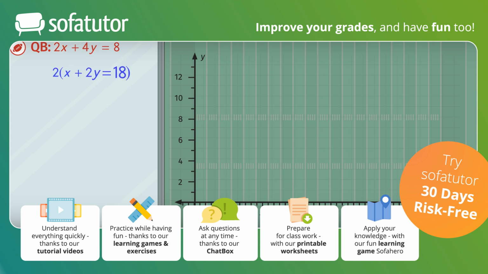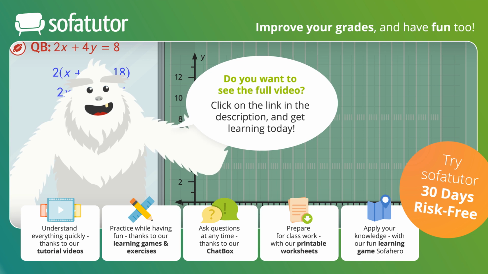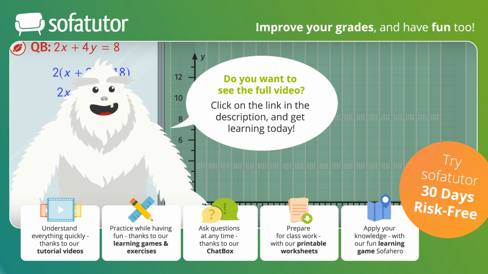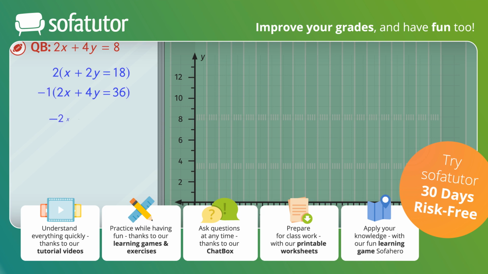Multiplying the first equation by 2 gives us 2x plus 4y equals 36. And since we need the additive inverse of 2x, we need to multiply the first equation by -1, giving us -2x minus 4y equals -36. Huh? Both of the variables have been eliminated? What do we do now?